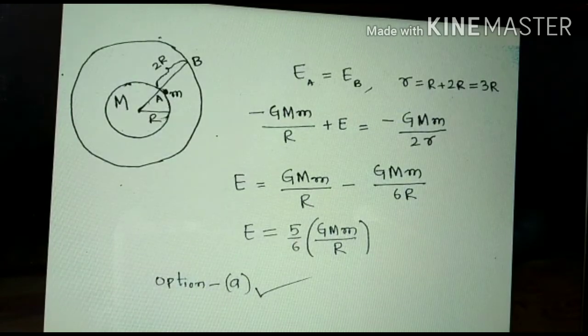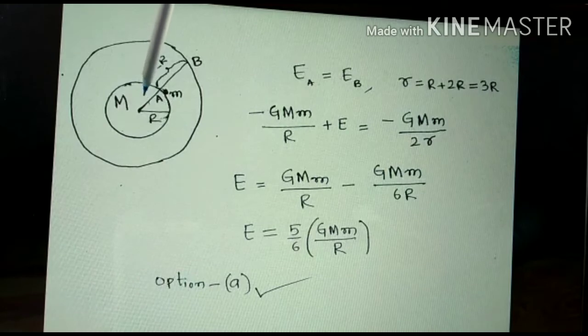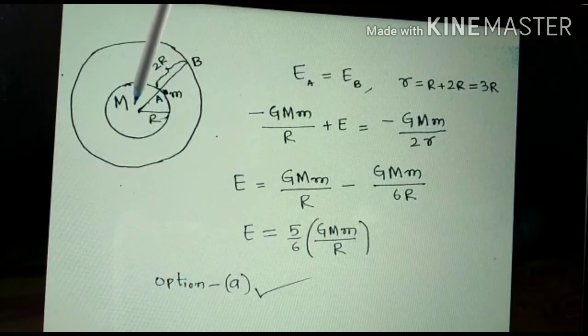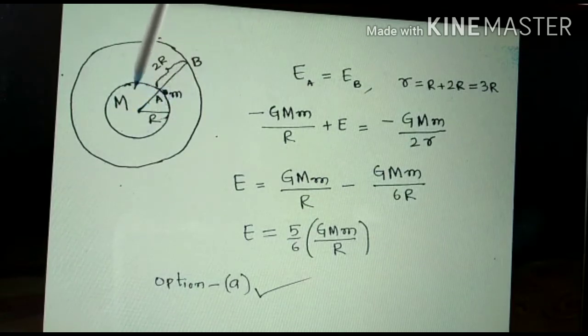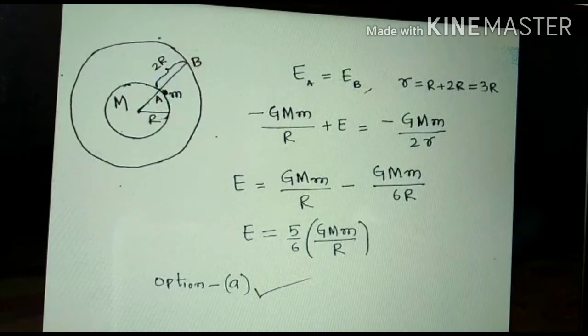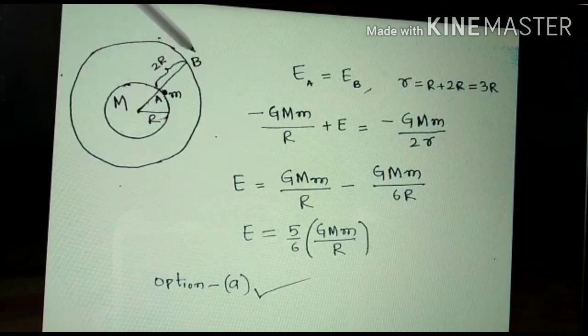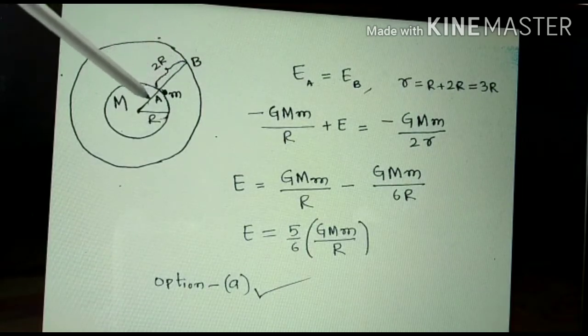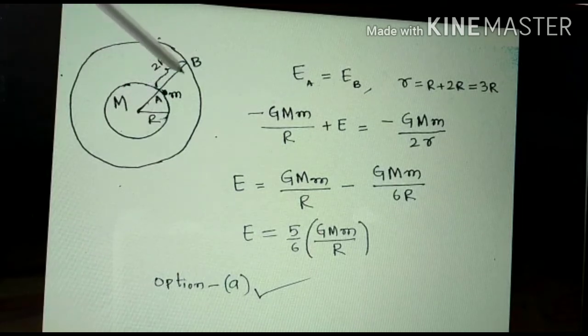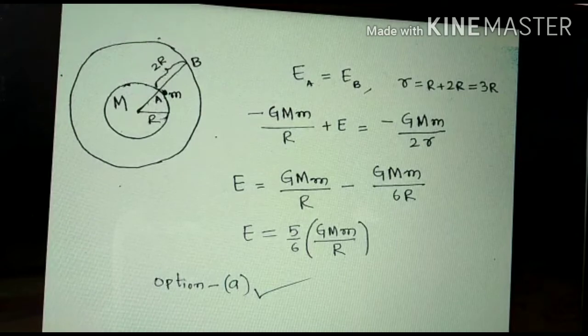Yes, sir. Okay. Here at the center, see the figure, capital M is the mass of the planet, and the radius of the planet is also given. At point A, that small m is there. That small m is nothing but the satellite mass. So from A to B I have to send this satellite, from point A to point B. The distance between A and B is 2R, that is given.